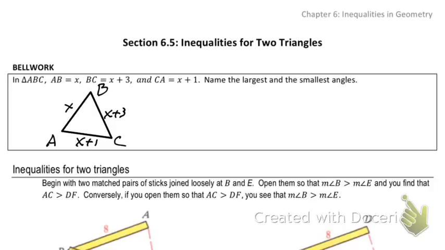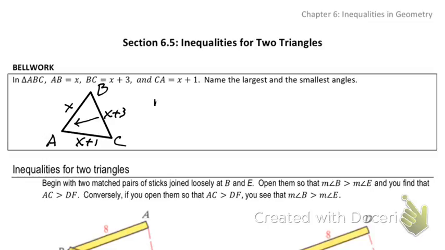Right, so they're asking which one's the largest and smallest. I'm going to put it all the way across. I'm going to go biggest to smallest. Well, the biggest one must be the number plus 3. This is the biggest side. So the angle across from the biggest side must be the biggest angle.